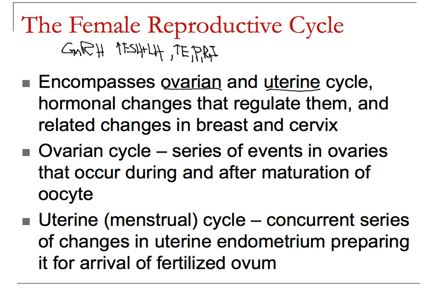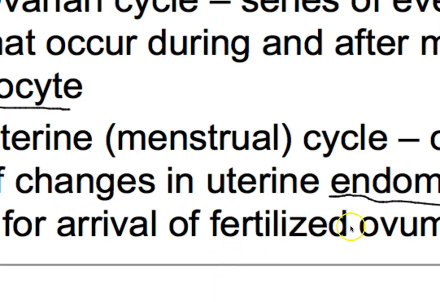Okay? If fertilization occurs, a whole series of other hormones will need to be considered. But for right now, the ovarian cycle is a series of events in the ovaries that will occur during and after the maturation of an oocyte, meaning the secondary oocyte. And the menstrual cycle is a concurrent series of changes in the uterine endometrium, which is where you need to translate this into epithelia. Okay? For the arrival of the fertilized ovum. Notice this is fertilized ovum. Your textbook, okay, is sort of biasing the way that they're looking at how all of these events occur.